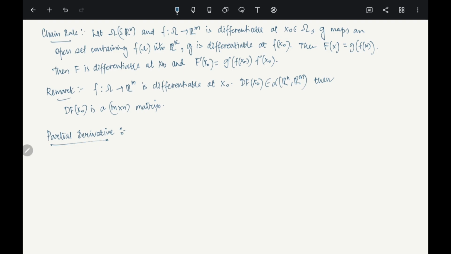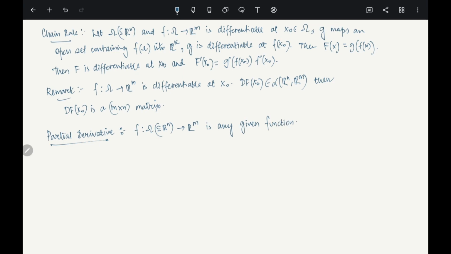Okay, so what we have is this: let's say that given f is a function from Omega, a subset of Rn, to Rm. Nothing else is given. We are not assuming in this case that it is differentiable. So for this function, let's say this is any given function, I am going to define the concept of partial derivative for any given function.